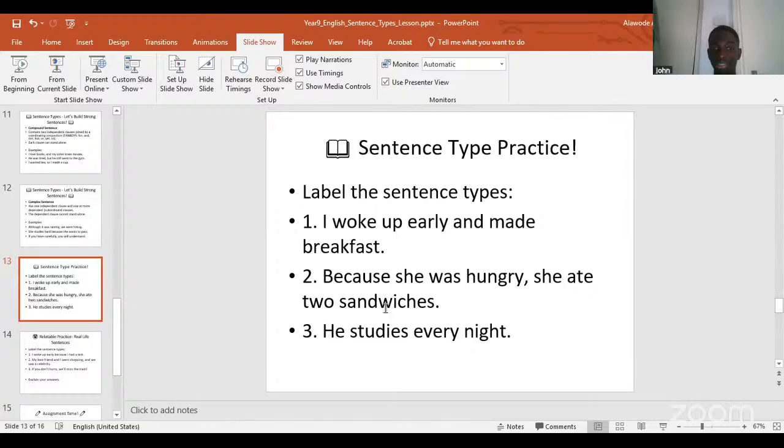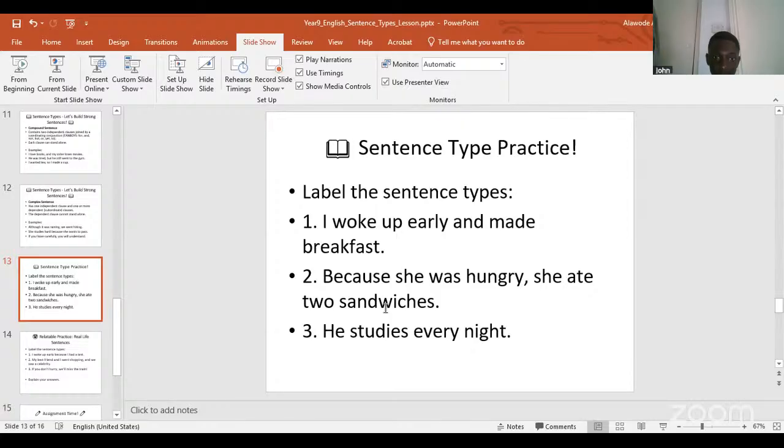Because she was hungry, she ate 2 sandwiches. It's complex because it has because. If it's complex, good, you're on the right track. It adds an independent and a non-independent. So it has a dependent and an independent clause. And the dependent clause is what?